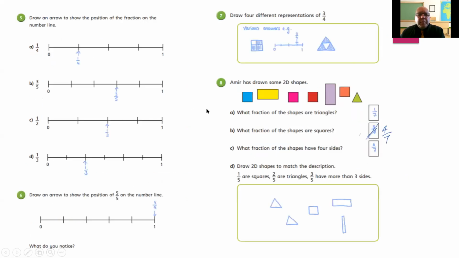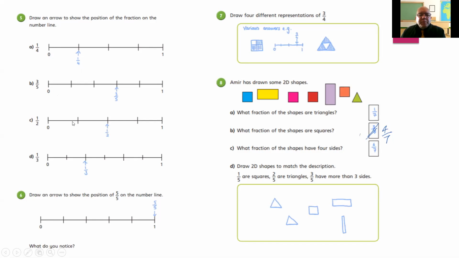Okay, once again, mark your answers, but draw an arrow to show the position of the fractions on the number line. Well, the quarter, we've got 4 equal pieces, so it's just that first marker. So there's 1/4, 2/4, 3/4, 4/4. On B, 3/5, again, 1/5, 2/5, 3/5, 4/5, 5/5. So there's 5 equal pieces.